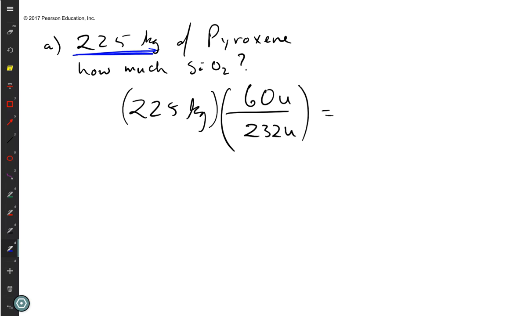And then part B asks us, if 325 kilograms of olivine and 225 kilograms of pyroxene have crystallized out of 1,000 kilograms of magma, what is the mass percentage of silica in the remaining liquid?